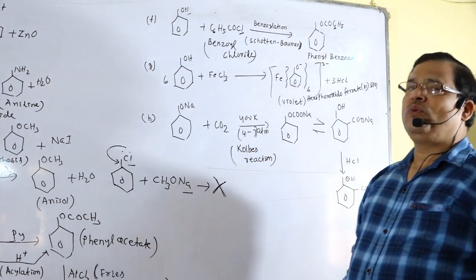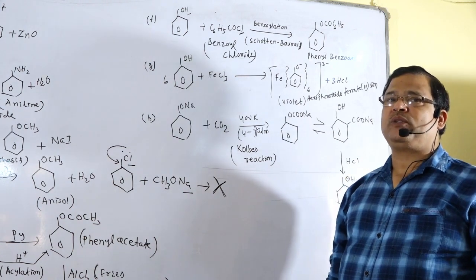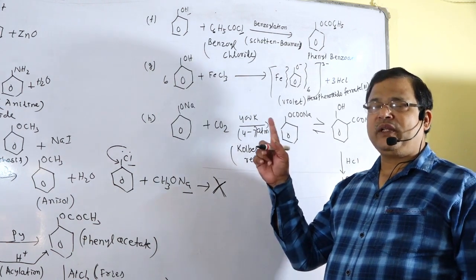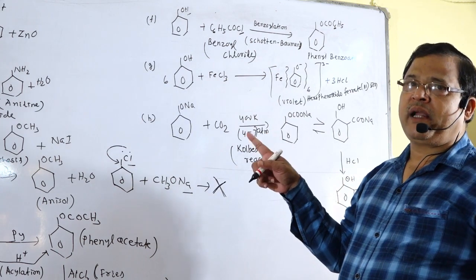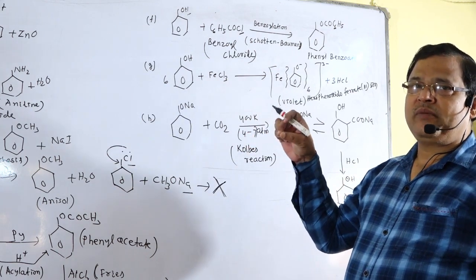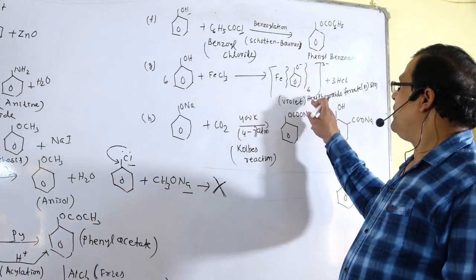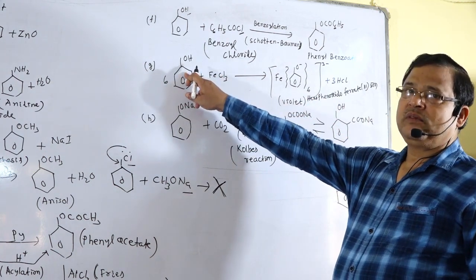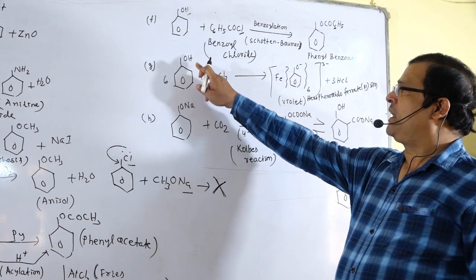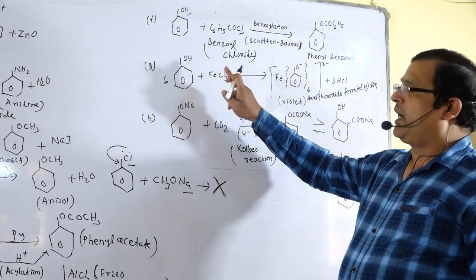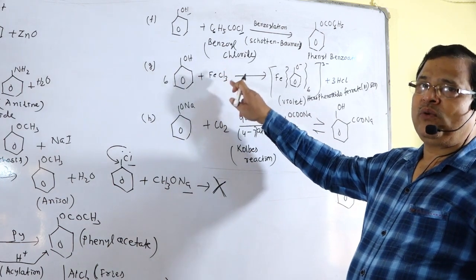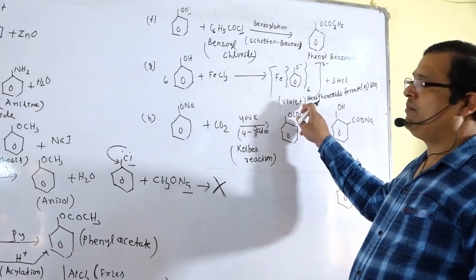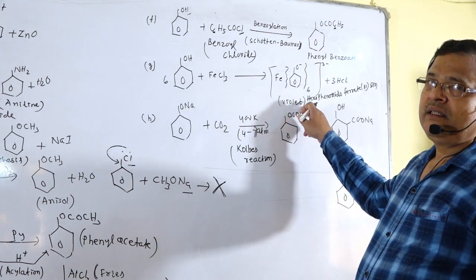Then how do we know the presence of the phenolic OH group? The presence of the phenolic OH group can be identified by the addition of neutral ferric chloride. If a violet color is obtained, there must be a phenolic OH group present, because of the formation of the violet colored complex.